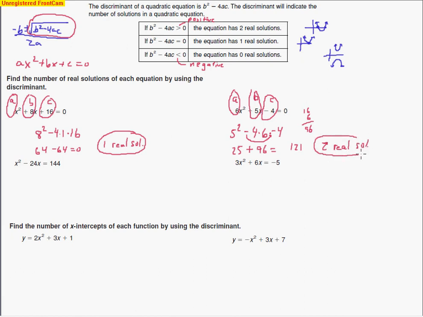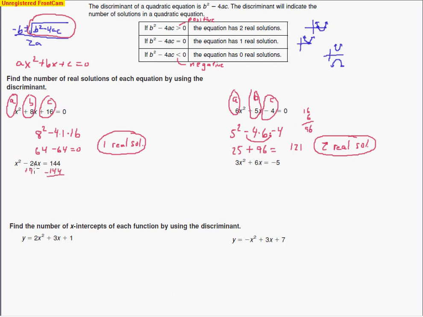Again, the key is, if you see the a and c being opposite in sign, you know you're going to end up adding, which will always make two solutions. The reason is that your b is being squared, and that is always going to be positive. So on this one, we have to do one extra step.